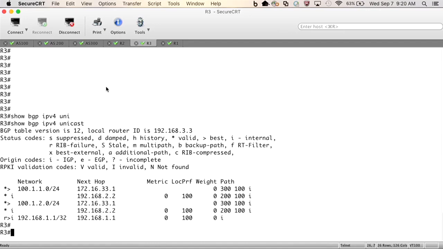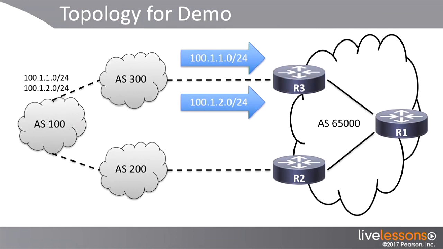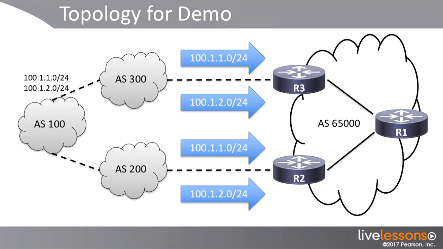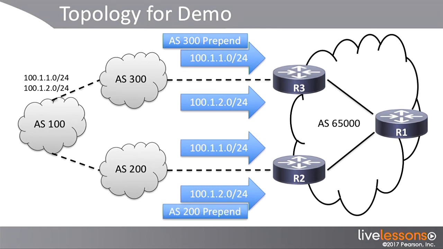Let's now try to influence the best path selection algorithm, and let's see. We had a topology. We advertised the prefixes 100.1.1.0/24 and 2.0/24 from both AS200 and AS300. Let's now try to influence the best path using AS-path prepend. We are prepending AS300 when the prefix is advertised out via AS300. And we will prepend the prefix 100.1.2.0/24 with AS number 200 when advertising via AS200. Let's get back to the router.